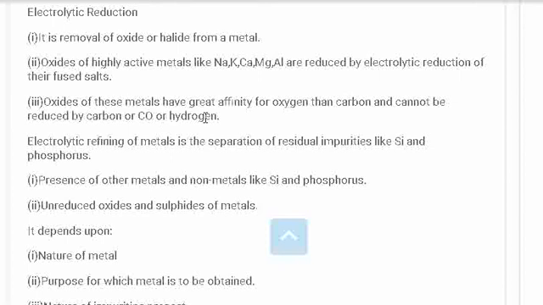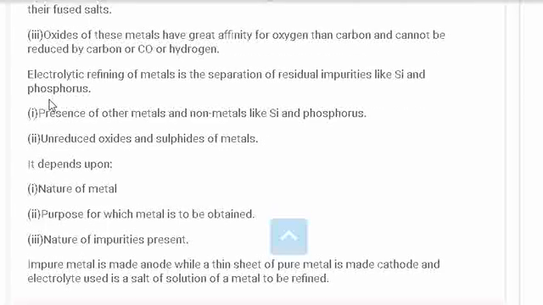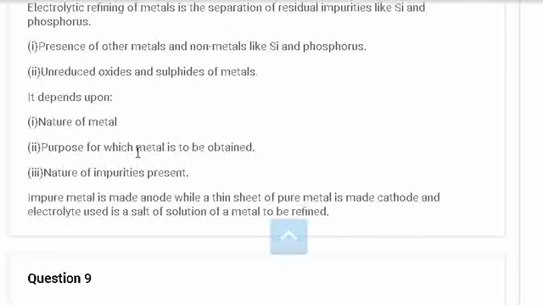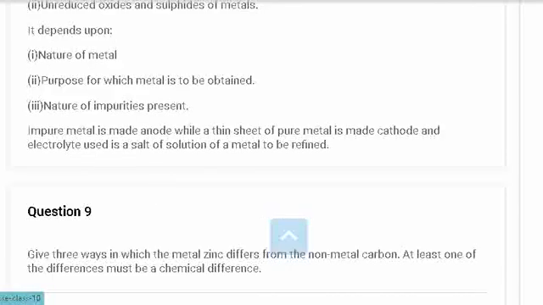Oxides of these metals have great affinity for oxygen and cannot be reduced by carbon, carbon monoxide or hydrogen. Electrolytic refining of metal is the separation of residual impurities like Si and phosphorus, other metals and non-metals, unreduced oxides and sulfides. It depends upon the nature of the metal, the purpose for which the metal is to be obtained, and the nature of the impurities present. The impure metal is made the anode while a thin sheet of pure metal is made the cathode, and the electrolyte is a salt solution of the metal to be refined.